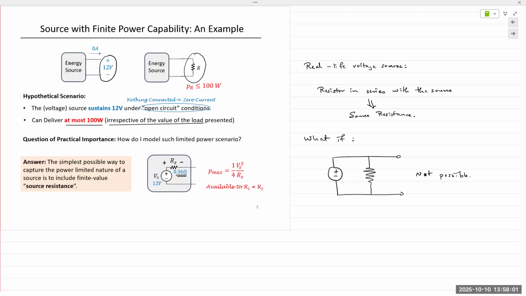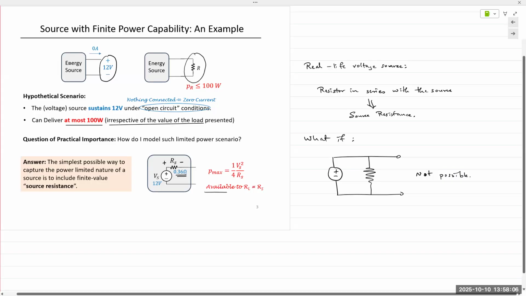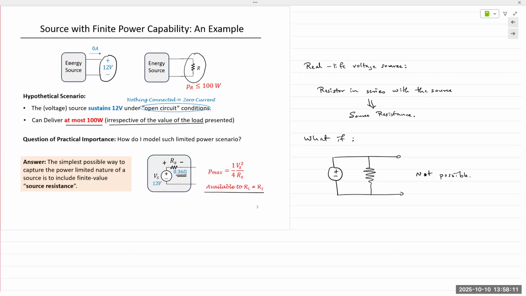Okay. In order to transfer maximum power, the load resistor must match the series resistance. Again, in order for maximum power to be transferred from the source to the load, it must match the value of that internal series resistance. We are not talking about efficiency. We're just talking about max power.